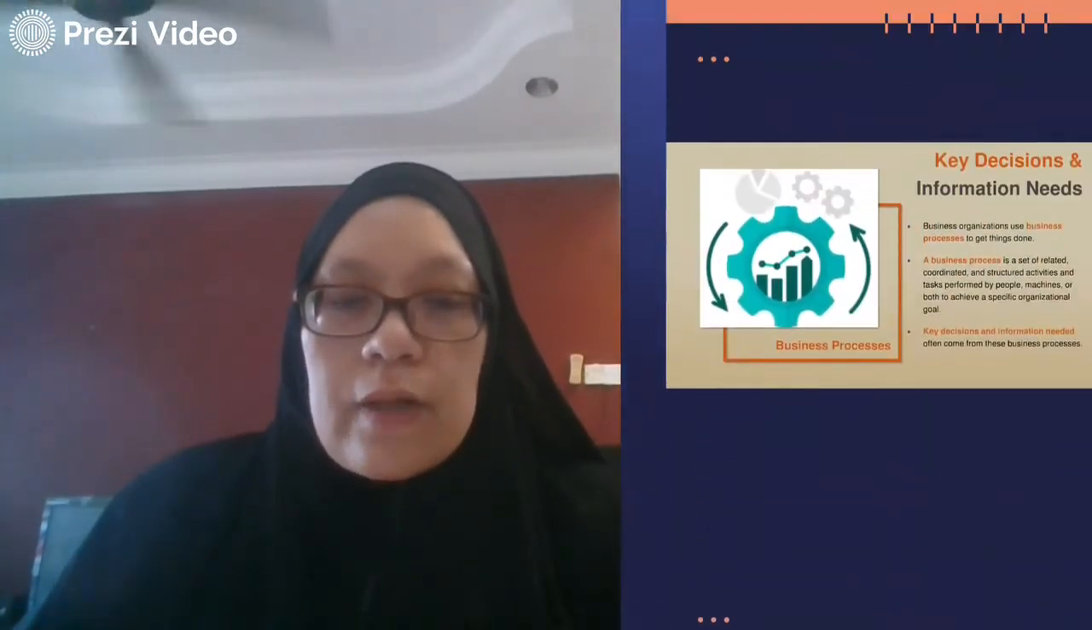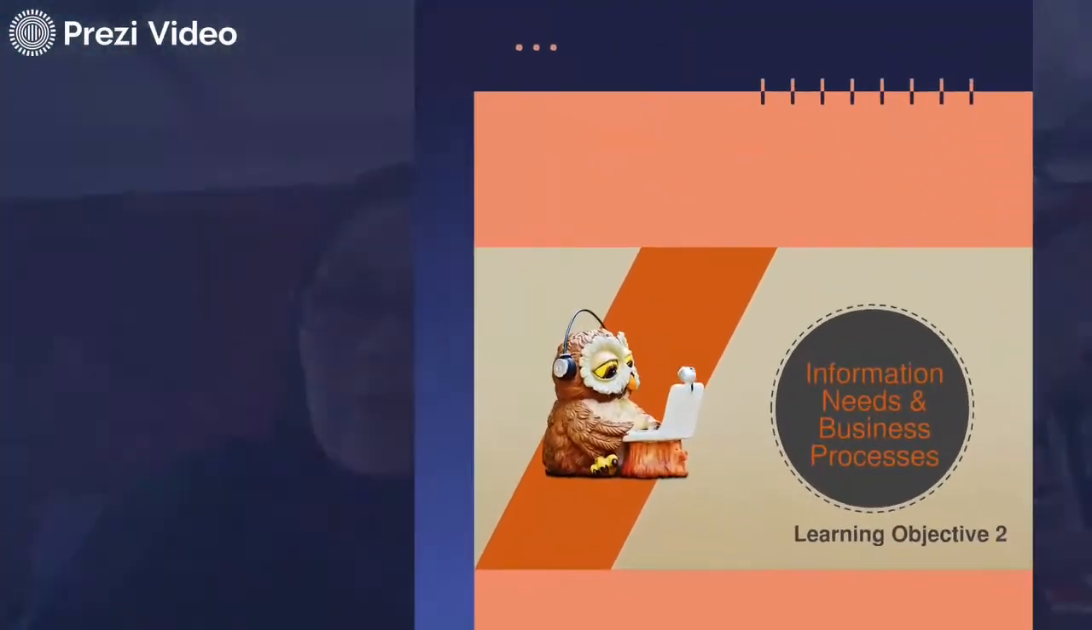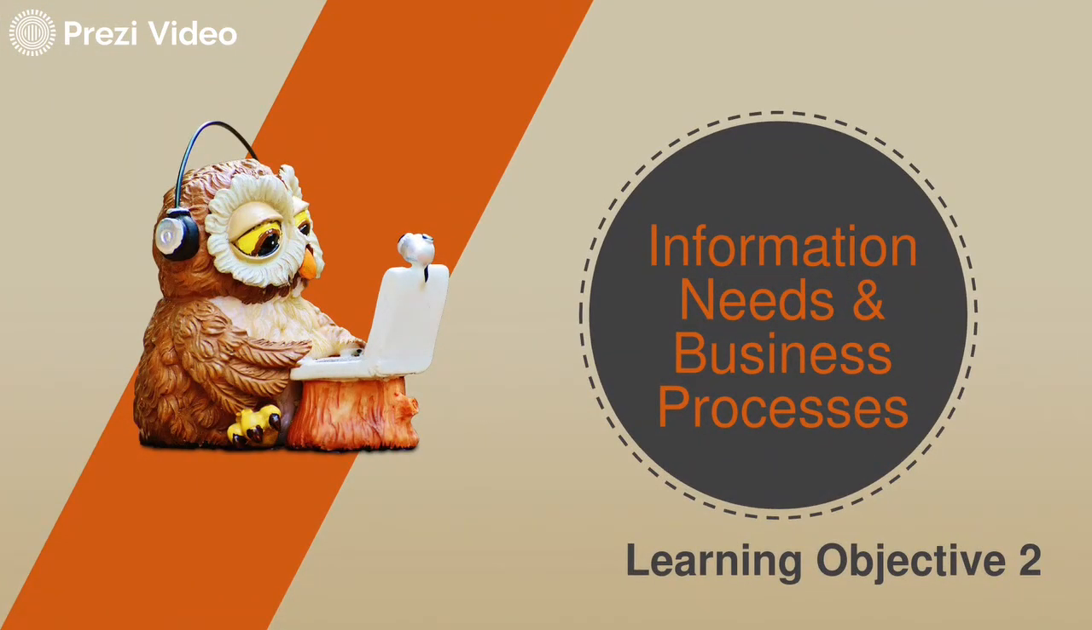Okay, so now we proceed to the next learning objective number 2, which is explain the decisions an organization makes and the information needed to make them and the major business processes present in most companies. As I mentioned earlier in the first video, we look at the case SNS. So in this learning objective number 2, we are going to look at the information needs and business process.